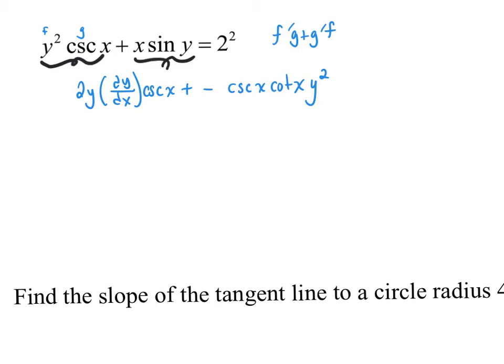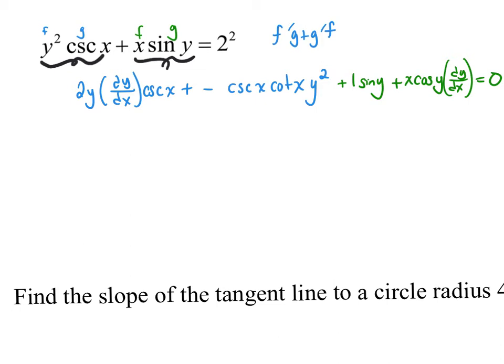And I'll do the same thing for the x sine y. We have f and g. So f prime, the derivative of x, is just 1 times g, which is sine y. And again, no dy/dx because I didn't take the derivative of something with a y. Plus the derivative of sine y. The derivative of sine is cosine, so it's cosine y dy/dx times f, and the f is just x. I'll just put it out front. And it's going to equal, now it's 2 squared, but 2 squared is just a constant, so that's 0.